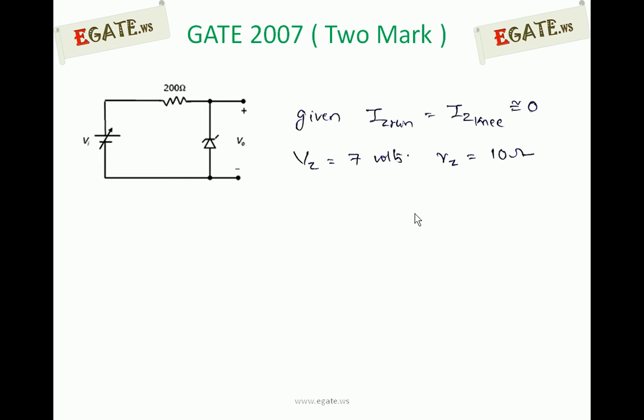This is a circuit diagram where the input voltage is connected through a series resistor of 200 ohms. It is connected to the Zener diode, which is acting as a Zener regulator. It is a simple Zener regulator circuit. What was given is the knee current is 0, that is IZ minimum, which is IZ knee, and at that point the Zener voltage is given as 7 volts. So VZ, the Zener breakdown voltage, is 7 volts, and the dynamic Zener resistance is 10 ohms.